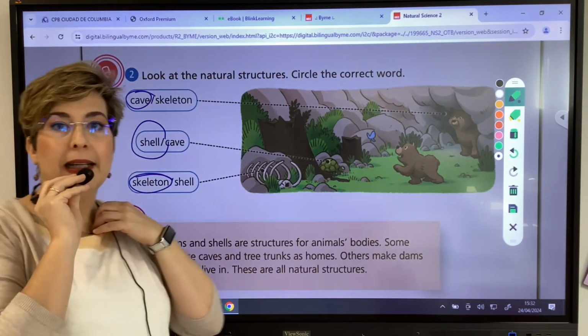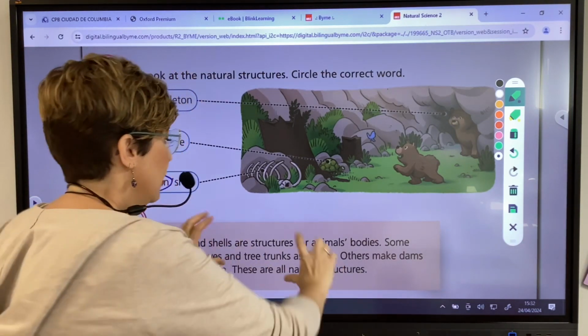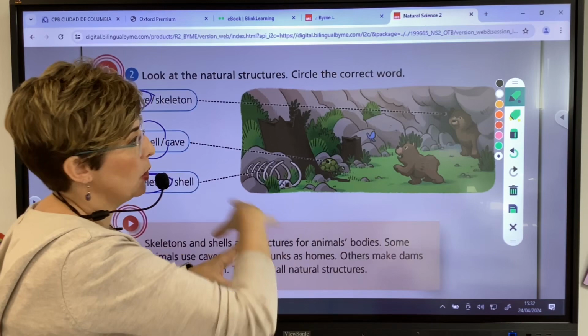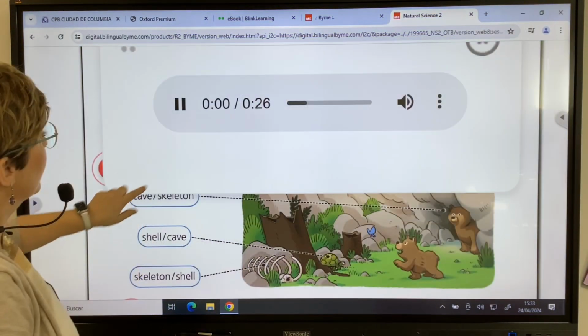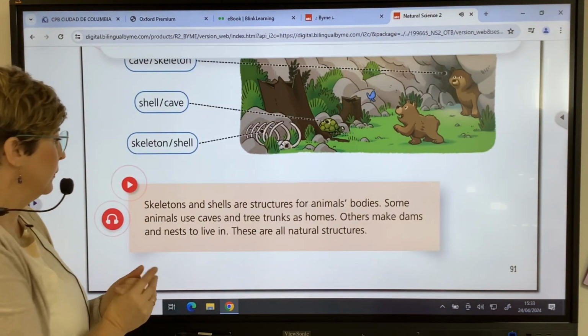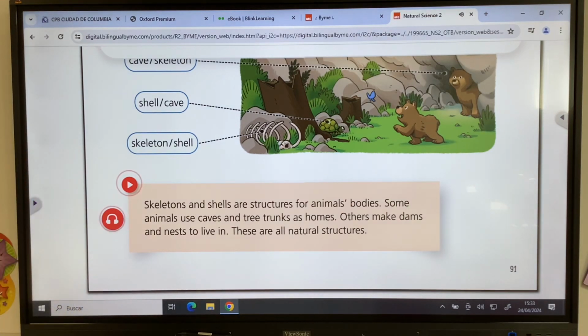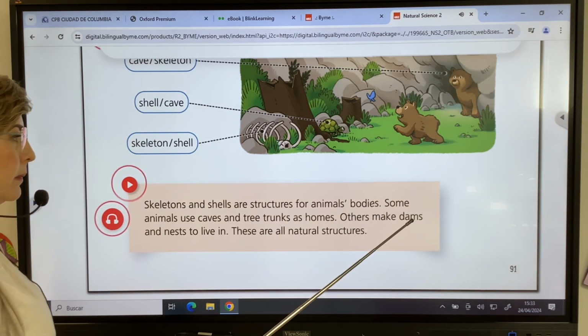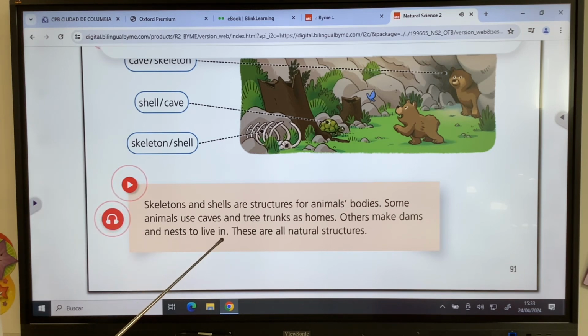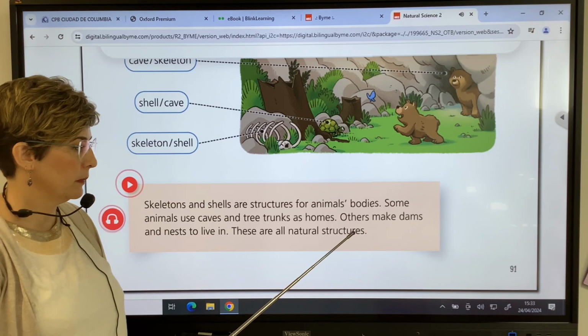Okay. Let's listen. Listen to this little text that is going to give us a summary. Natural structures. Skeletons and shells are structures for animals' bodies. Some animals use caves and tree trunks as homes. Others make dams and nests to live in. These are all natural structures.